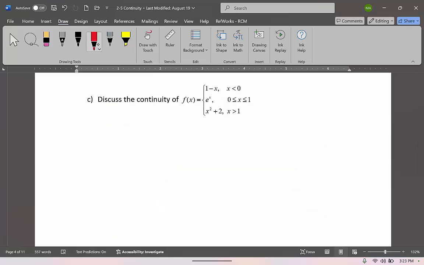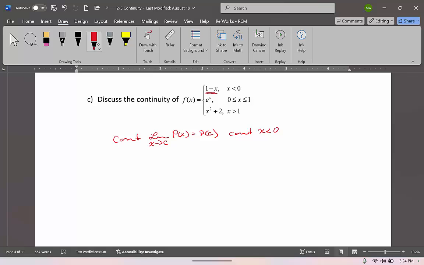So we want to discuss the continuity. So 1 minus x is a polynomial function. So when x is strictly less than 0, this is going to be continuous, because for a polynomial function, we know that the limit as x approaches c of, I'll call it p of x for a polynomial, is always equal to p of c. And so we're going to have it continuous for x less than 0, so anywhere on this piece of the graph.